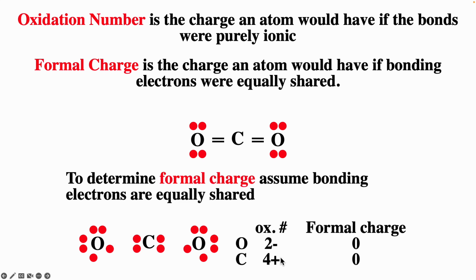For the formal charge, 2 lines correspond to 4 electrons, so 2 go to the carbon and 2 go to the oxygen. For oxygen, 6 minus 2, 4, 6 gives us a formal charge of 0. For carbon, 4 minus 4 gives us a formal charge of 0.